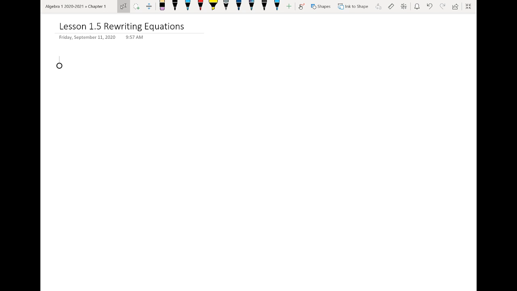Here's lesson 1.5 on rewriting equations and formulas. You're going to get the following directions, which is to solve a literal equation. I don't want you guys to really get bogged down too much about the directions here. So I'm going to solve this literal equation for the variable y.